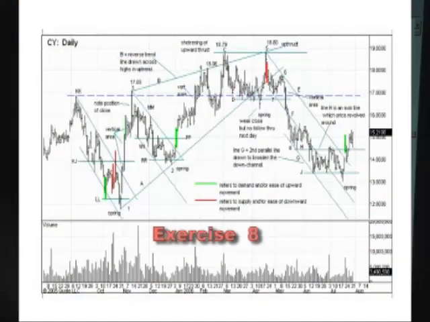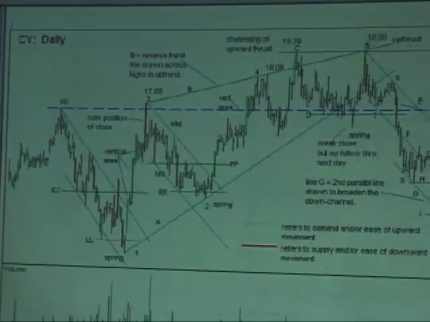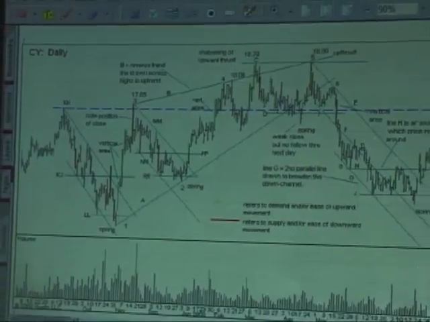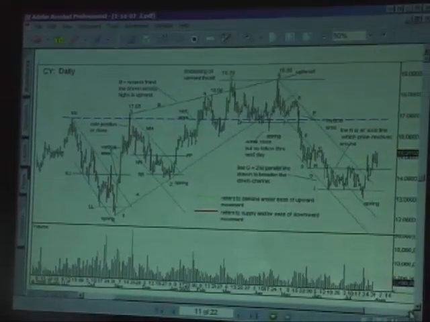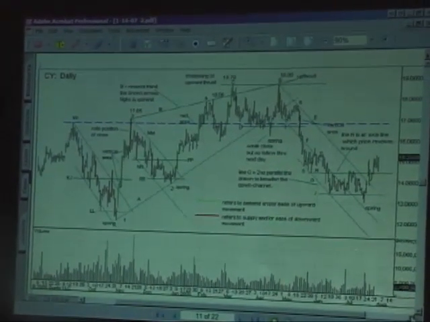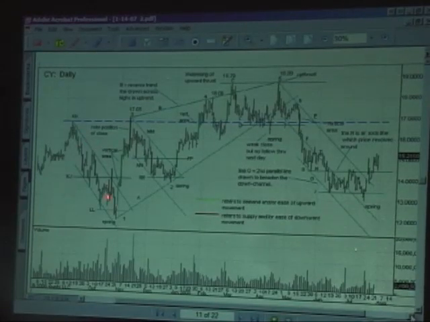All right, let's go to the next chart. This is Cypress Semiconductor, CY. Again, the same things. Drawing these trading ranges, drawing trend lines, drawing channels, labeling the ranges. Sometimes I label the trend lines. Look at this axis line here.